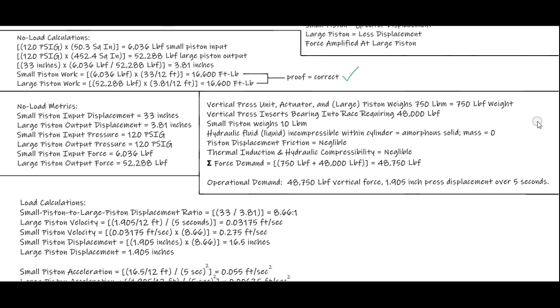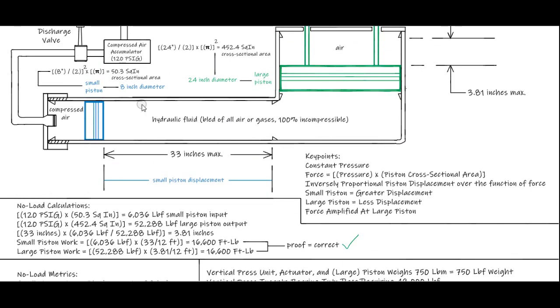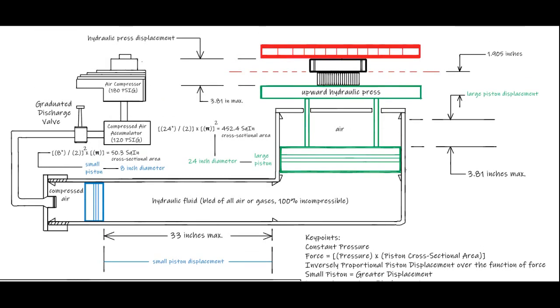So the small piston will travel 8.66 times more than the large piston. And the return is an amplification of force. But we are not changing the overall power and energy in the system, because the system's net power input and output come to zero, as observed by the first law of thermodynamics.